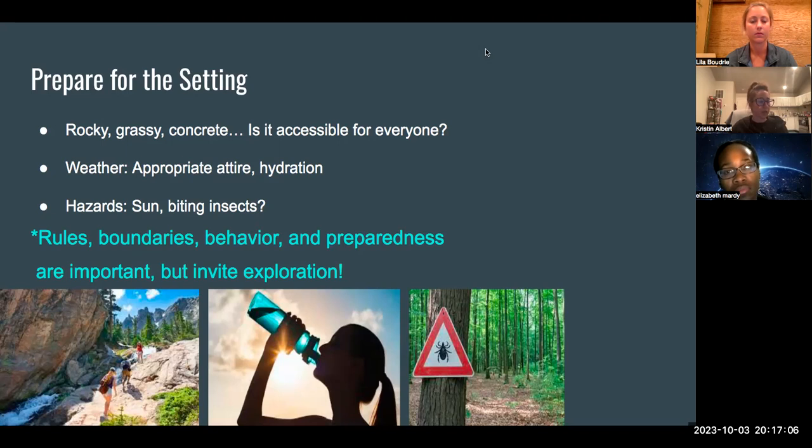And changing the setting to outside the classroom is an effective way to develop students' knowledge and appreciation of the environment, stimulate curiosity, and motivate them to learn. So while there are all these rules, boundaries, behavior, and preparedness to take into consideration, you also really want to invite exploration.